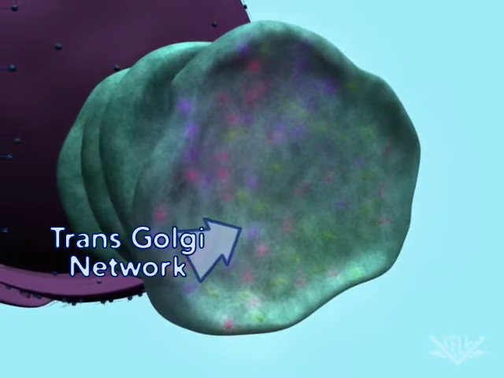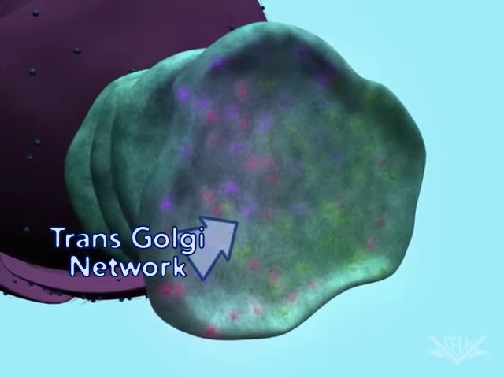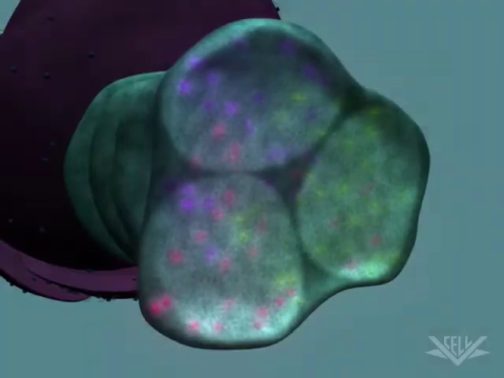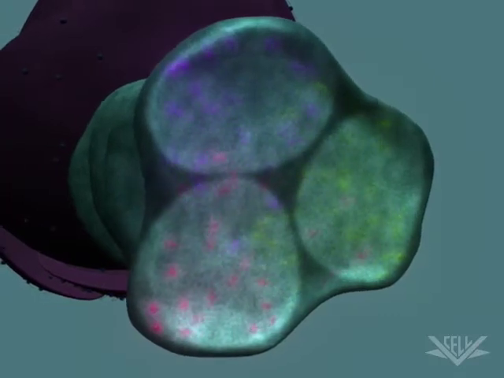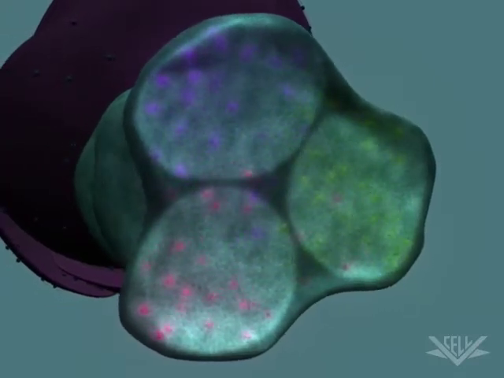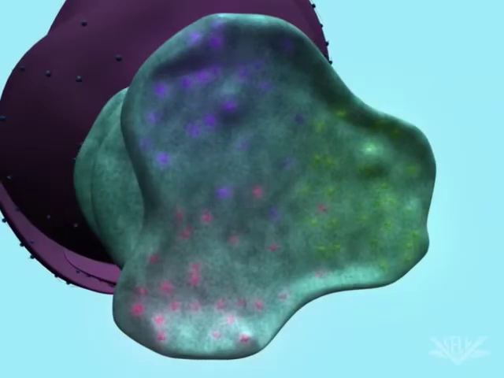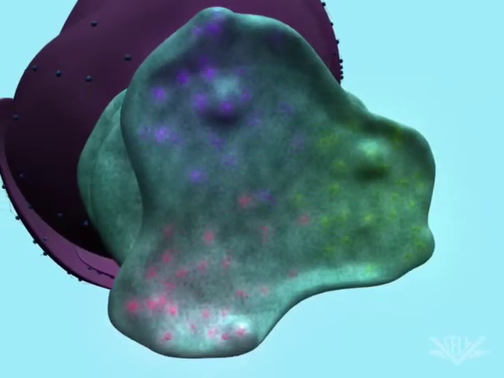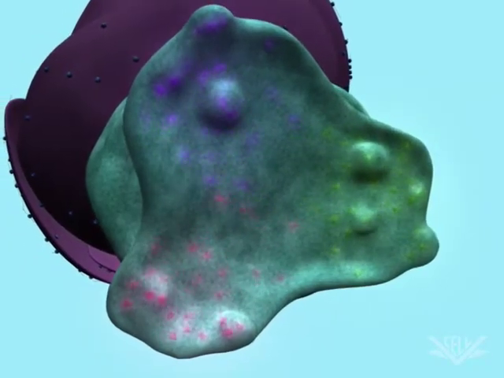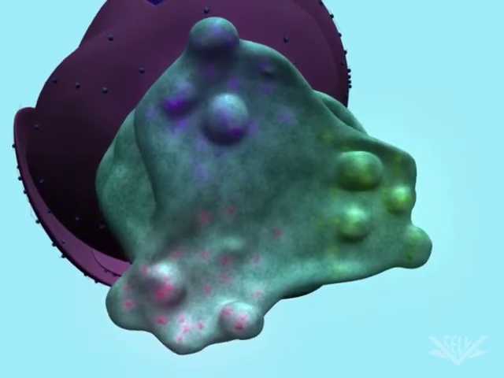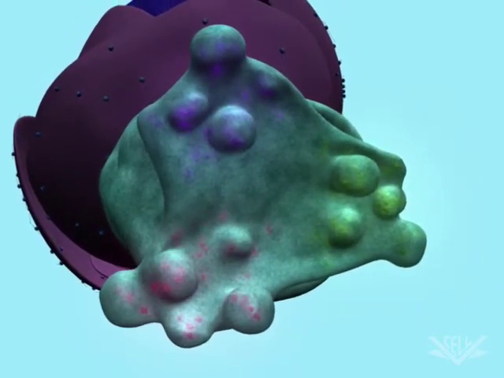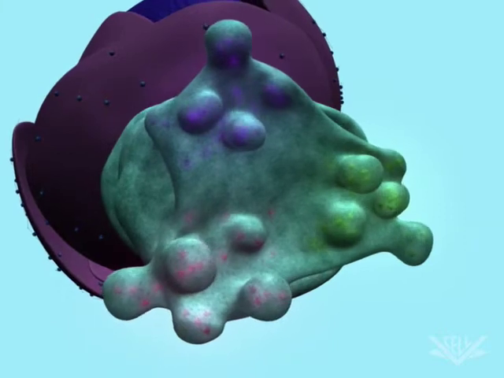Proteins are sorted within the trans-Golgi network. Proteins with the same target sequence are destined for delivery to the same location. The trans-Golgi network then buds off into vesicles. These vesicles then migrate to their target location.